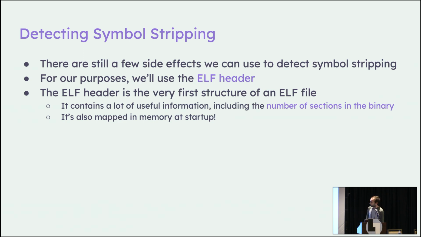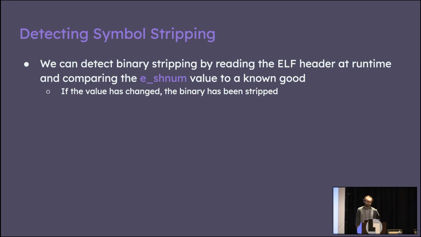In fact, it's typically the very first thing that's mapped in memory. So basically, we can detect binary stripping by reading the ELF header and just comparing this field, the shnum, the number of sections, to a known good value. So we compile it. We know that when we have our symbols, we have 31 sections. If that number changes, somebody did something with our binary. They must have stripped it.